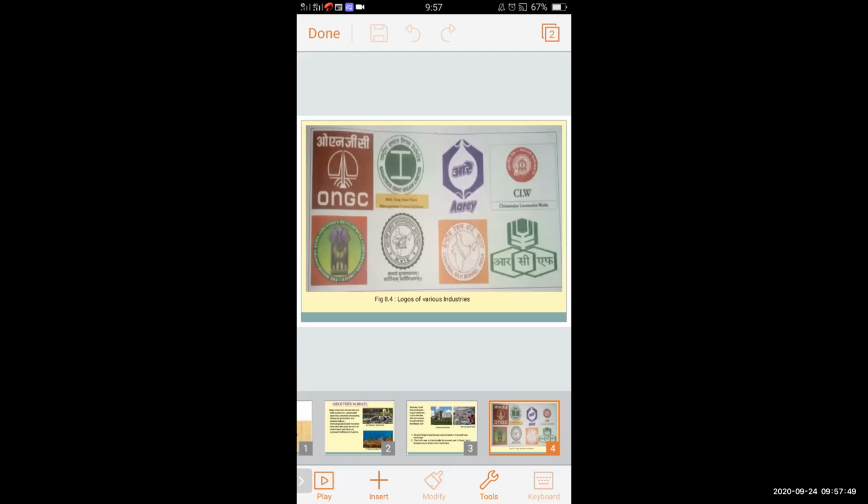The last is RCF, Rashtriya Chemical and Fertilizer Limited. This shows the production of chemicals and fertilizers. What do we need here? The raw materials used in these industries are oil, natural gas and minerals. So these are the various logos related to various industries, and the logos are used by these industries for purity, for the brand, and for the standardization of the goods and their production.